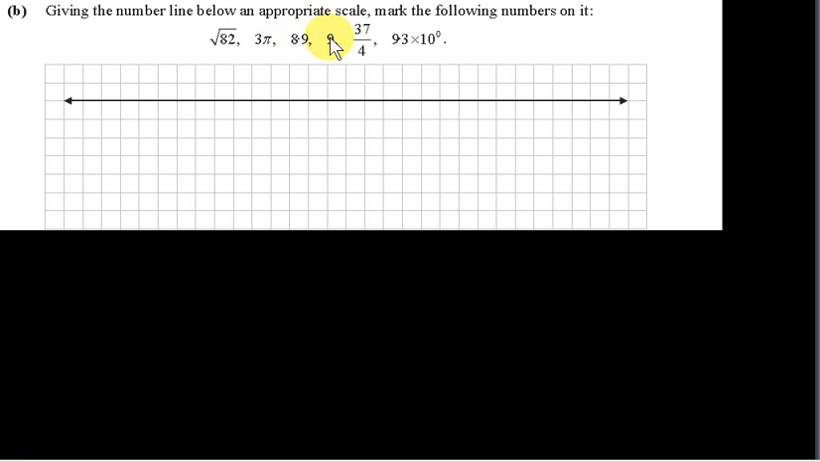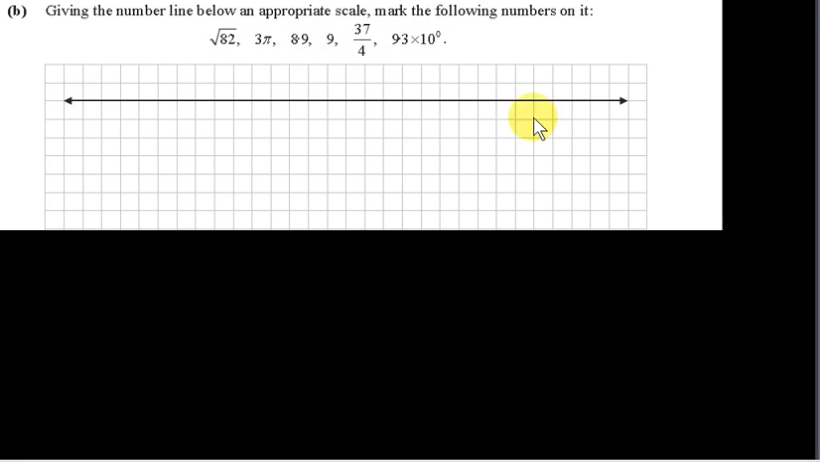8.9 is close to 9. 37 divided by 4 is 9 and 1/4, or 9.25. 9.3 times 10 to the 0, well, that's just 9.3, because 10 to the 0 is 1. Any number to the power of 0 is 1. So all of these numbers are close to 9. Actually, they're all between 8 and 10. 8.9 is the only number that's less than 9. The other numbers are between 9 and 10.